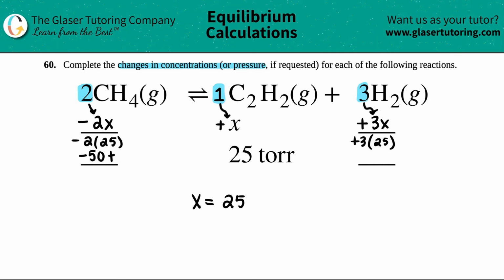There is no such thing as negative pressure. It just means that we're dropping. The change is decreasing. And then the same thing for this one. 3 times 25 is 75. So this would be increasing by 75 torr. And there are all of your answers.